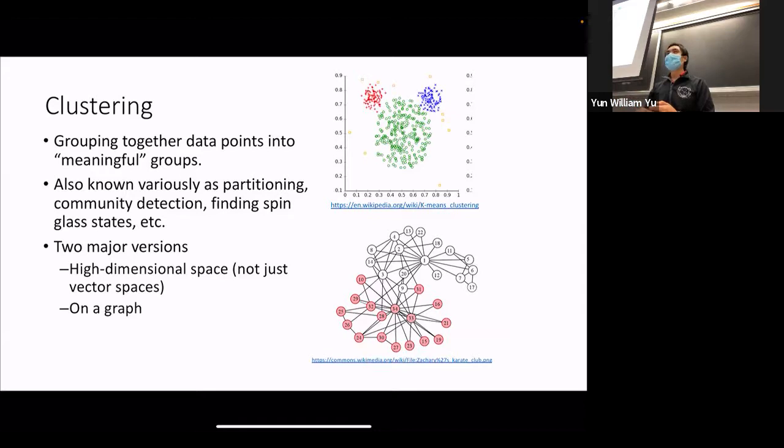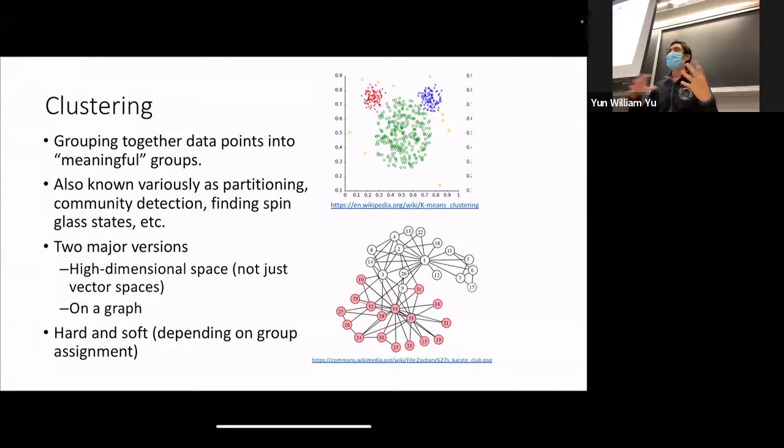And this has been worked on for decades, even prior to the current machine learning revolution, because in fact, some of these things go back to social science in the 1970s, I want to say, where people were just trying to understand the social dynamics of group formation. And of course, you have slight variations on hard or soft, depending on whether you can be a member of multiple groups or if you have to be a member of only one group.